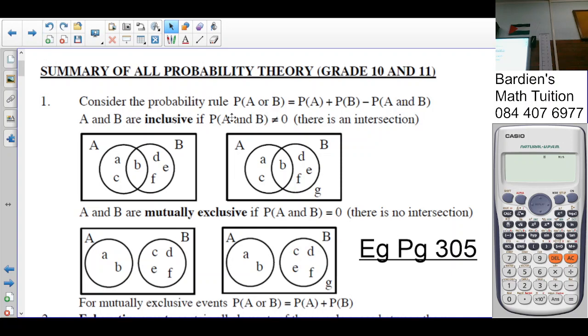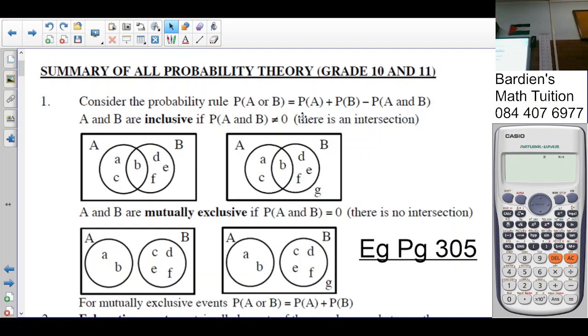So we are told that consider the probability rule, the probability of A or B is equal to the probability of A plus the probability of B minus the probability of A and B. Okay, we don't want to account for A and B twice. That is why we take it once off.